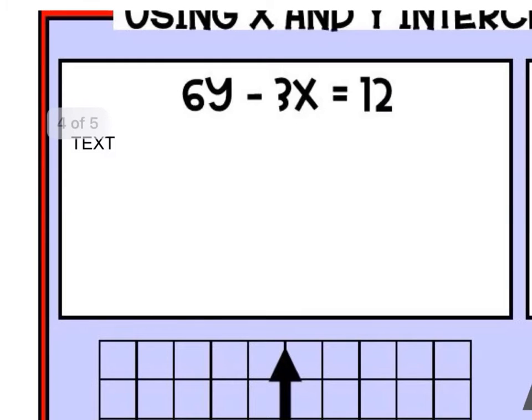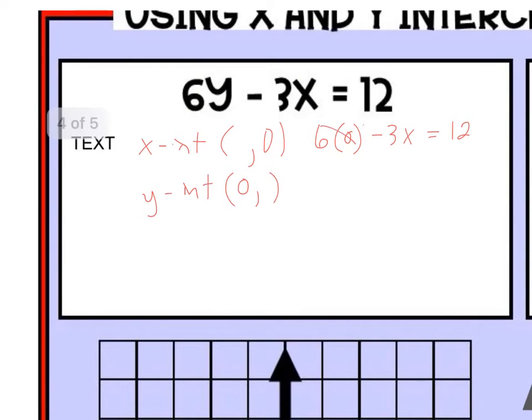Once again, we'll start out by, if we want the x-intercept, we're going to set our y equal to 0. And if we want our y-intercept, we're going to set our x equal to 0. So starting with the first part, we're going to plug in 0 for y. 6 times nothing minus 3x is equal to 12. Negative 3x is equal to 12. Divide both sides by negative 3, we get x is equal to negative 4.